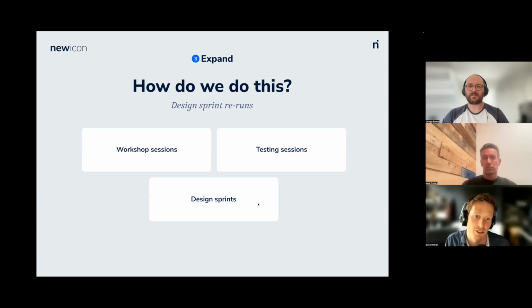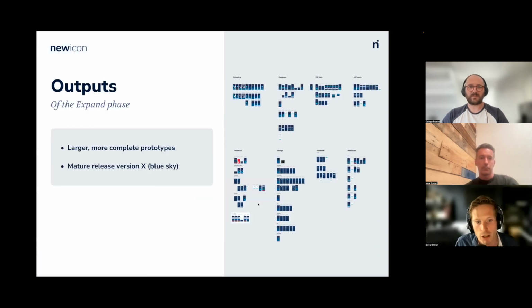And how do we do this? Well, again, the same workshop sessions, testing sessions, and design sprints, just a lot more design sprints, particularly for each feature. So we would break down, you know, you might have the settings area that might be critical, or the user sign up section, or the profile section, really trying not to leave any part of the system unturned and making sure that everything connects. And we get outputs, which is, again, a much more mature release of the application where you can actually experience every aspect of it, and much larger complete prototypes.